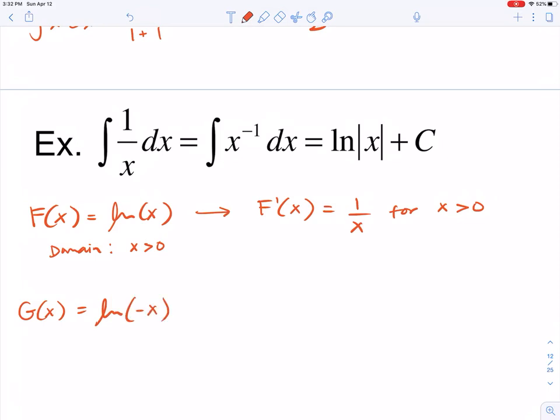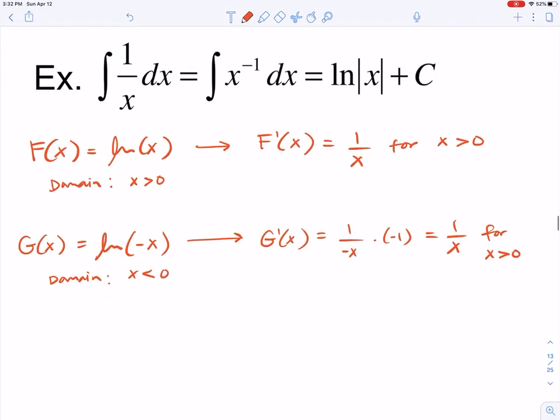If we had, let's say, capital G of x equals ln of negative x, where the domain for capital G of x would be x strictly less than 0, well, then when we take the derivative, thinking chain rule, that would be 1/-x times -1, which is 1/x, but for x less than 0. So notice that we end up with the same derivative for each of those functions.